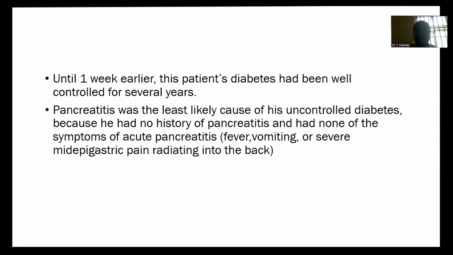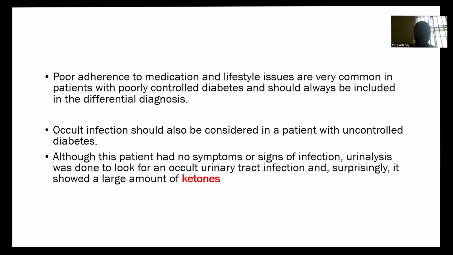Until 1 week earlier, this patient's diabetes had been well controlled for several years. Pancreatitis was therefore the least likely cause of his uncontrolled diabetes because he had no history of pancreatitis and had none of the common symptoms of acute pancreatitis like fever, vomiting, or severe epigastric pain radiating to the back, which normally give the patient a typical habitus when they are being examined. Now, poor adherence to medication and lifestyle issues are very common in patients with poorly controlled diabetes and should always be in the differential diagnosis.